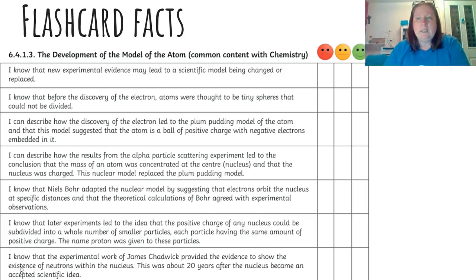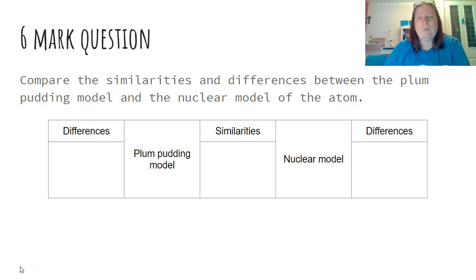This video also came along with a 6-mark question. So I've just given you a suggestion of one of the techniques we use in class, which will help you to answer the 6-mark question. It wants you to compare. That means look at similarities and differences between the plum pudding model and the nuclear model of the atom.